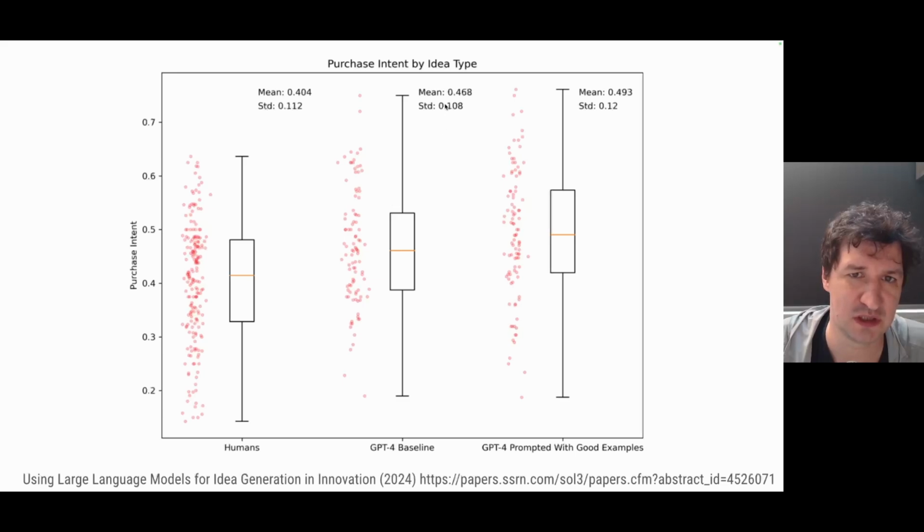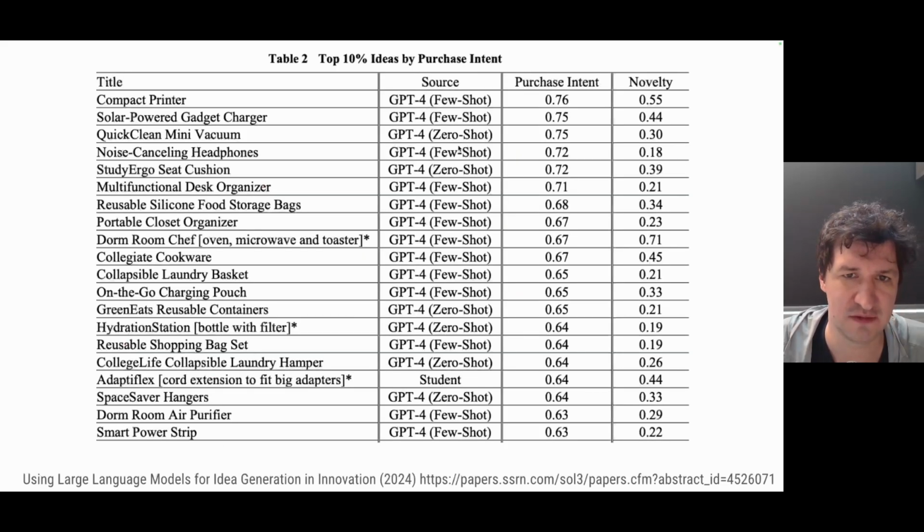The difference between humans and AI was even more dramatic if you look at just the top ideas. This is a list of the top 20 ideas, and you can see that it's dominated by GPT-4, and there's actually only one student in the top 20 ideas. Unfortunately, the authors of this paper don't provide us with access to the actual descriptions of these ideas, just the titles, but I guess you can guess from the title what's happening.